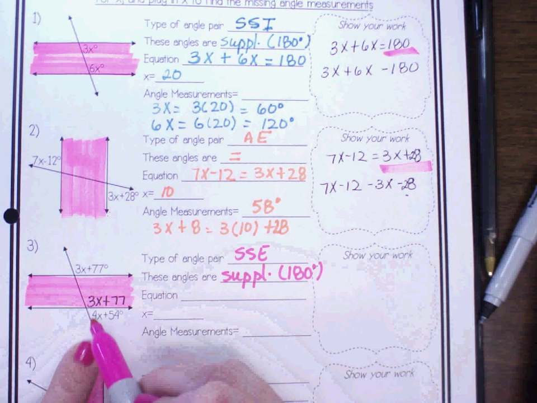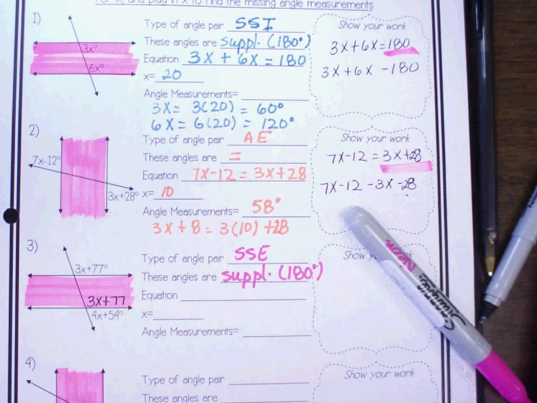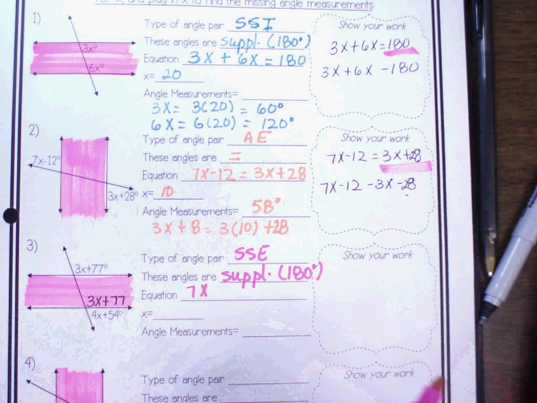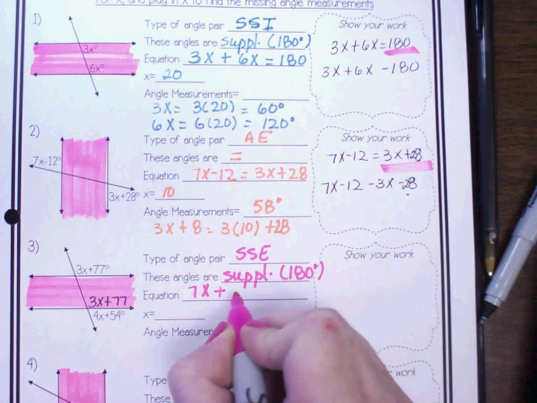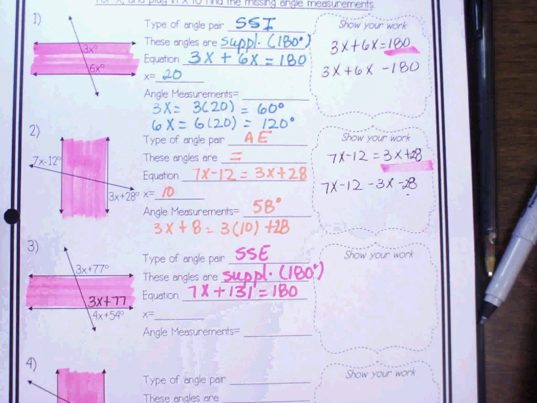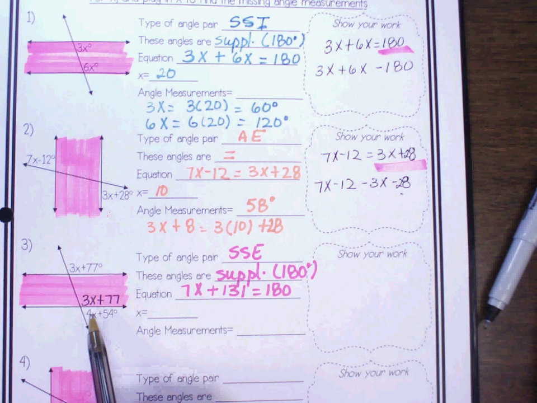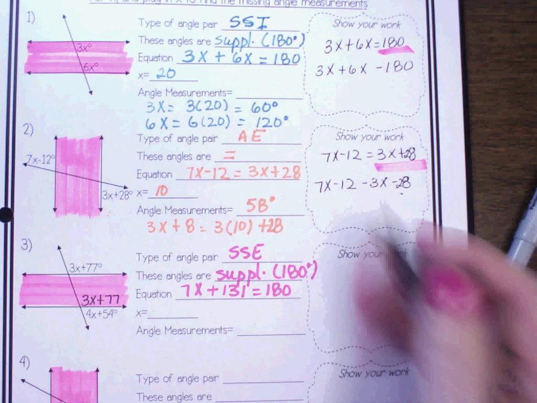They add up to 180. So what's my equation? Plus 54. Let's put it together. Is there anything in here that I can add? Can I add that 3x and that 4x? What's 3x's? Add 4x's. 7x's. Very good. And what is 77 and 54? 131. And that equals 180.